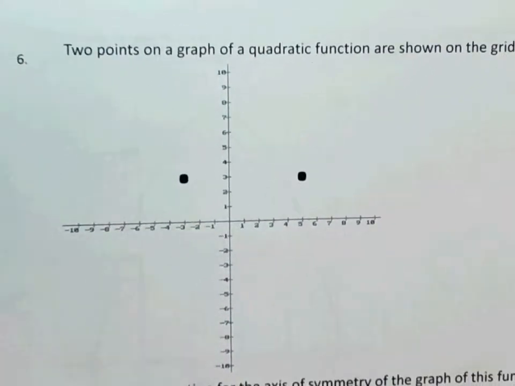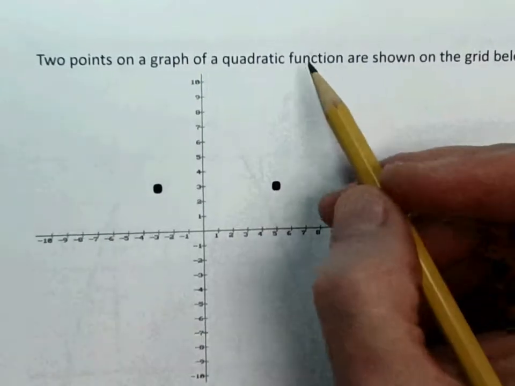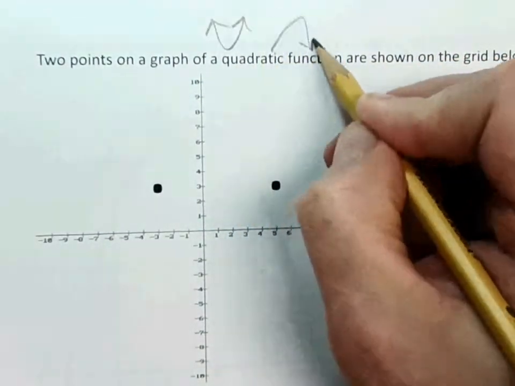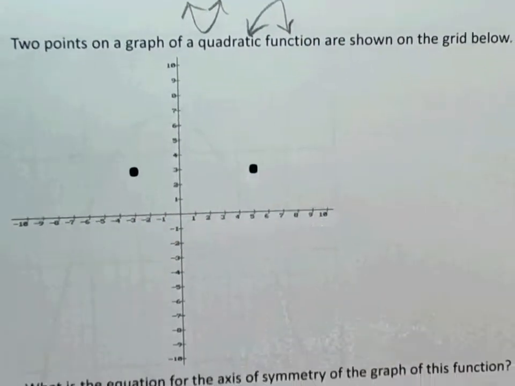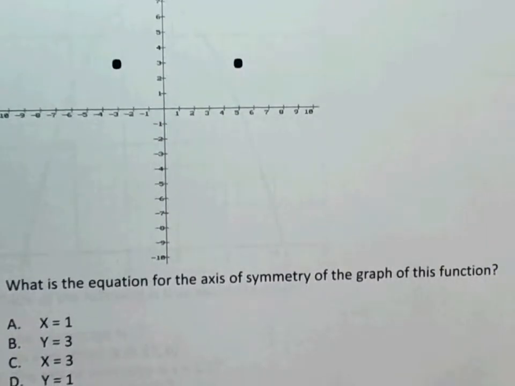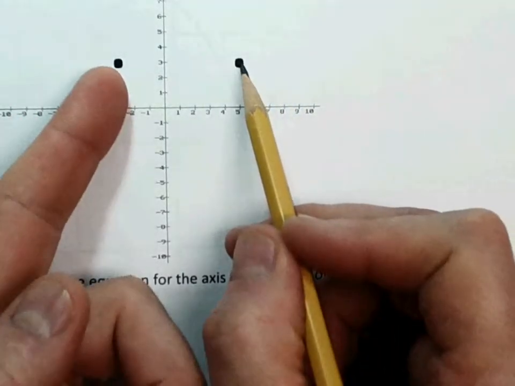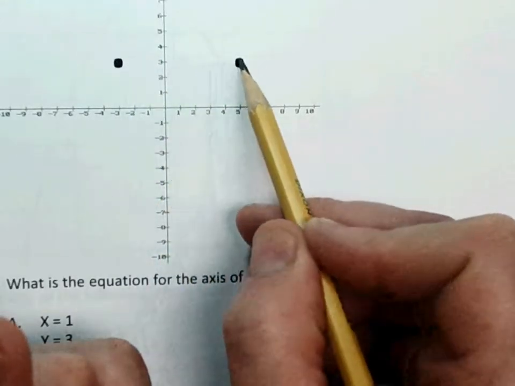Number 6, 2 points on a graph of a quadratic. Remember, a quadratic function is a parabola, so it's either doing this or it's doing this. Two points are shown on the grid below, this grid right here. What is the equation for the axis of symmetry? The axis of symmetry, once again, splits the difference. It splits 2 points that are reflections. Now, there's no way this can be the vertex because I have a twin horizontally from that.